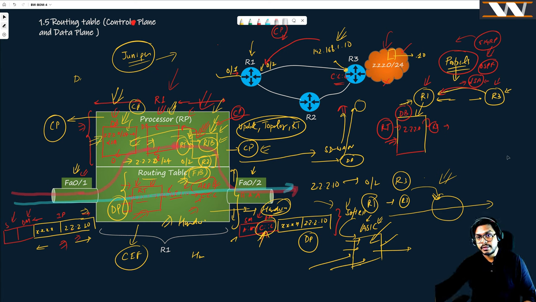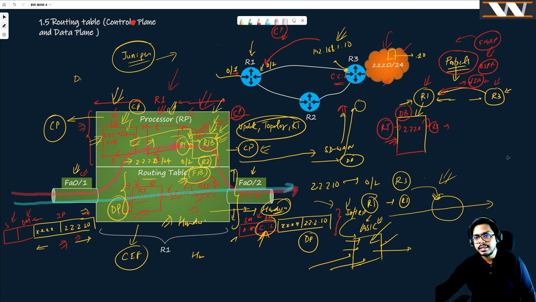It's a pretty good question. Whenever there is a routing change, we have to make sure that the RIB, the routing information base, is changing. And whenever there is a change in the RIB, there is going to be a change in the FIB. Otherwise, these two should always be in sync. Otherwise, there is a problem.